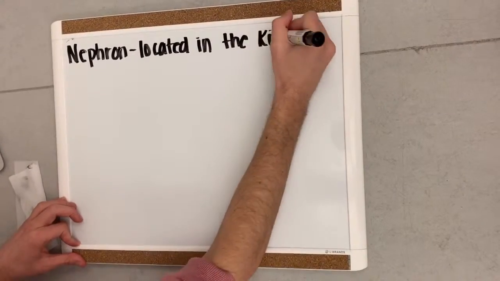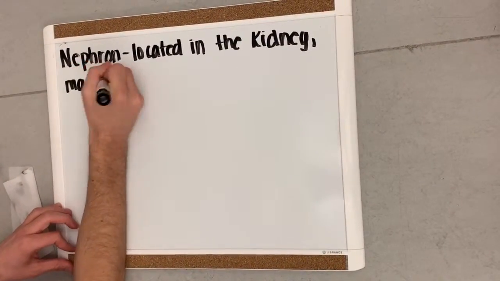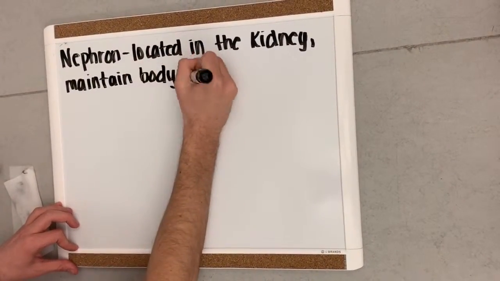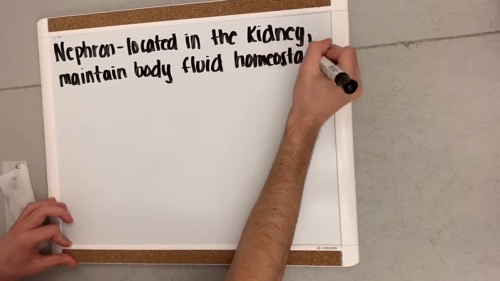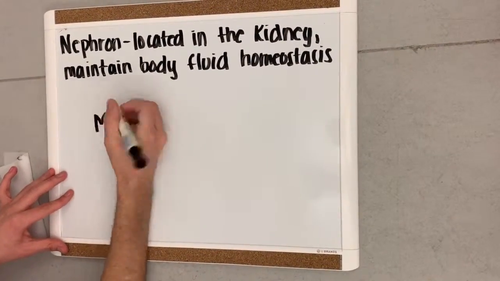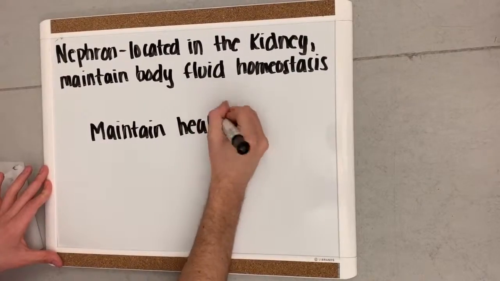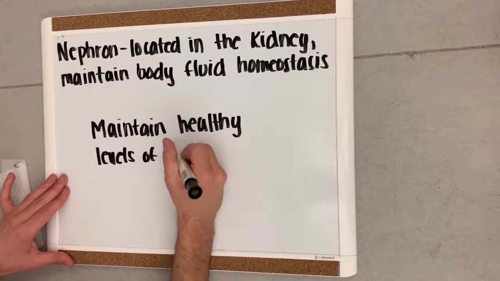Nephrons in our kidneys function to maintain body fluid homeostasis as well as the formation of urine. This involves maintaining healthy levels of salts and minerals essential for normal function of tissues and organs.